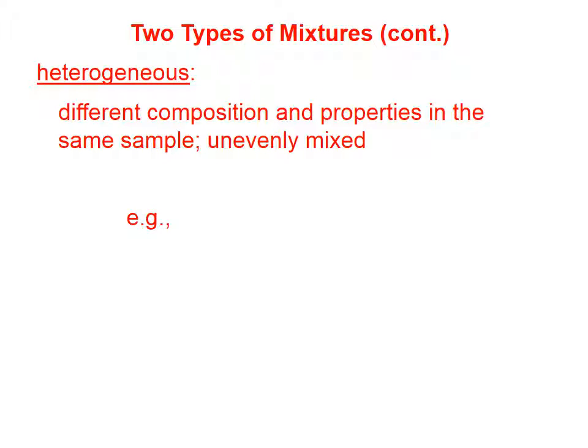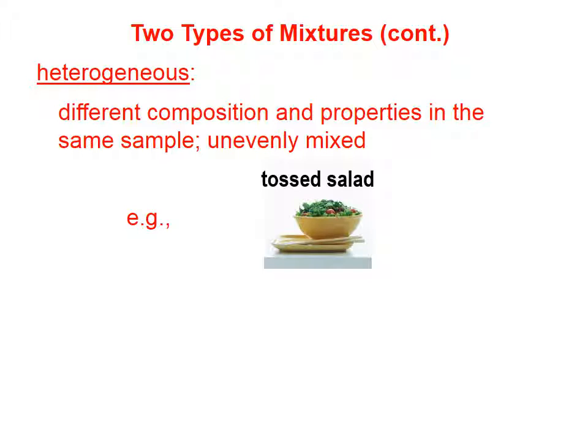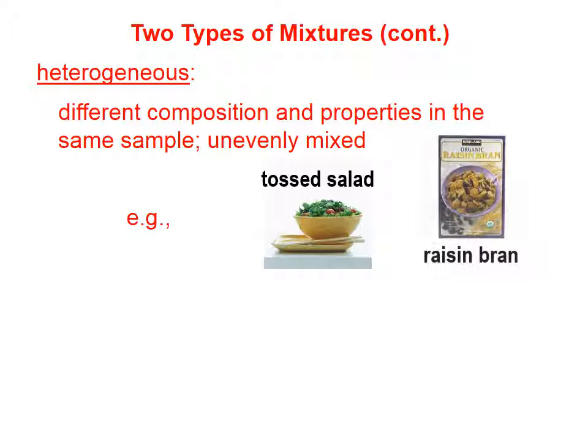The other type of mixture is a heterogeneous mixture. In a heterogeneous mixture, the sample has different composition and properties throughout. It's unevenly mixed. A tossed salad, for example, is a heterogeneous mixture. One forkful is invariably different from the next forkful. Raisin bran is another example of a heterogeneous mixture. Any mixture where you can detect a noticeable difference between one part of the sample and another part is a heterogeneous mixture.